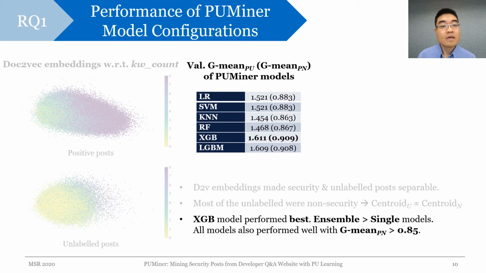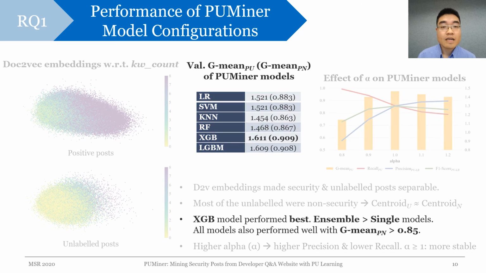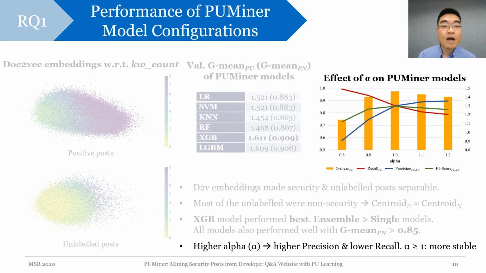On average, ensemble models also outperformed single counterparts. Another point to note is that when alpha in stage 1 of our model increased, it also increased precision, yet lowered recall. On average, alpha larger than or equal to 1 produced more stable performance.